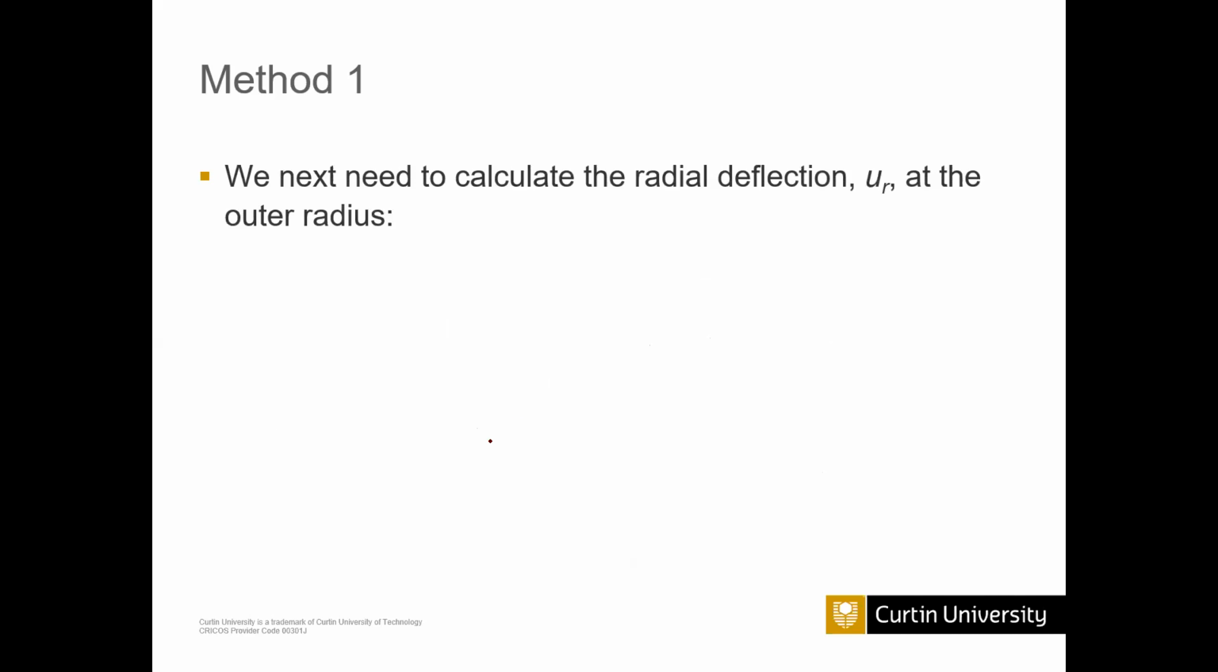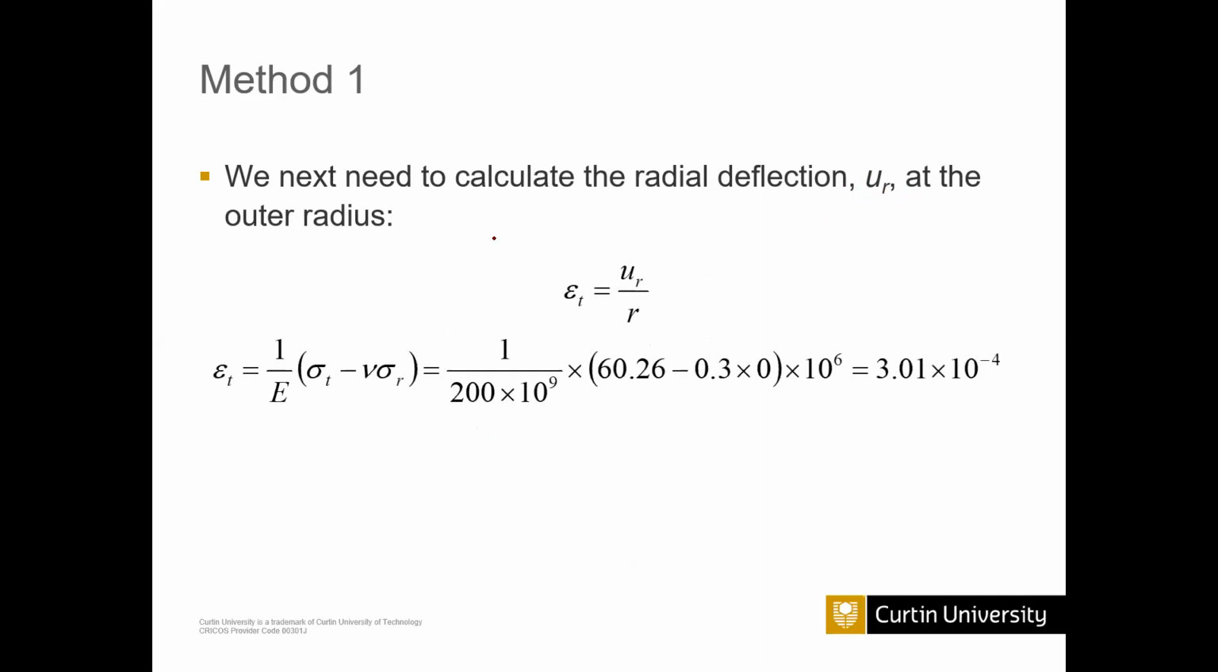Then we just need to calculate the radial deflection. I told you we call U the radial displacement. So you are at the outer radius. This equation you already derived, this equation we already know. So just substitute that equation and find the tangential strain epsilon t. If you know that, and you know the radius, then you can calculate the radial deflection.